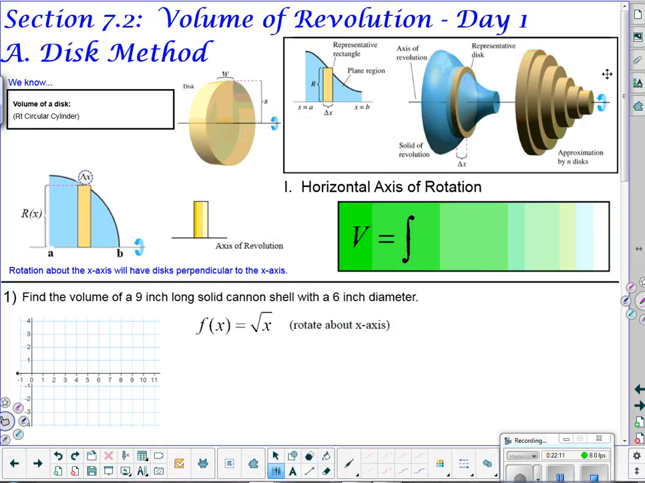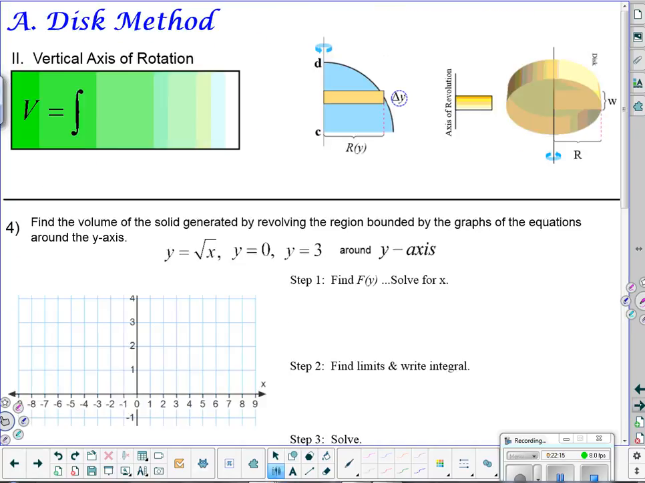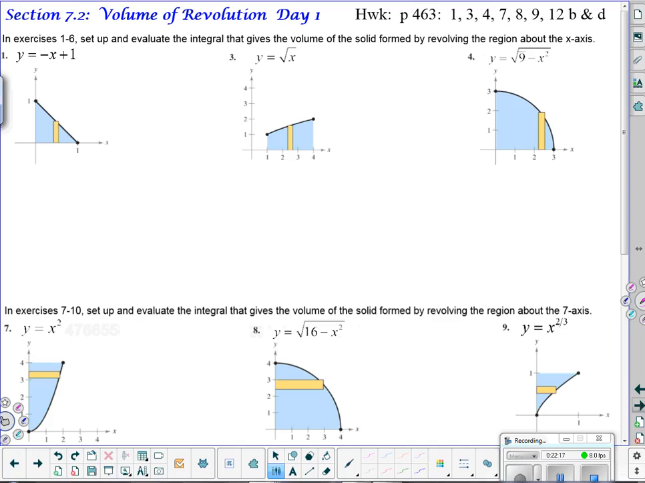All right, that covers what we need to do today, you guys. And that should take you to this homework page. Just do the top 3 functions, okay? Find the volume of the top 3, and we'll see you tomorrow.